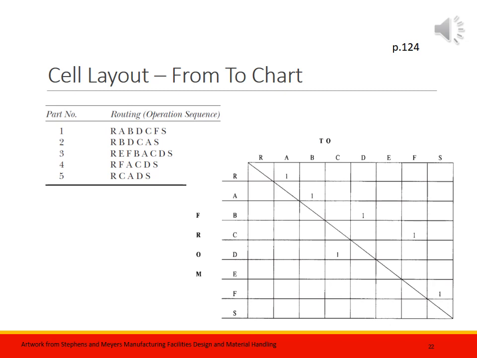Part number 1 goes from R to A, then it goes from A to B, another one in that box, from A to B, from-to. The from is on the vertical axis, and the to is on the horizontal axis. And then you're going to go from B to D. There's a 1, part number 1. You can step through this, and this is not bad, this doesn't suck.